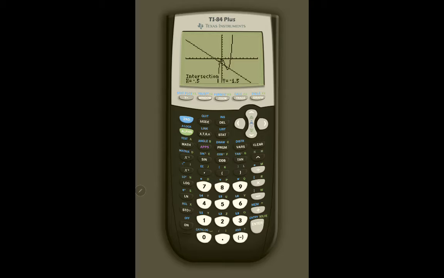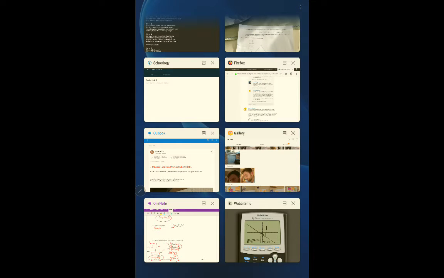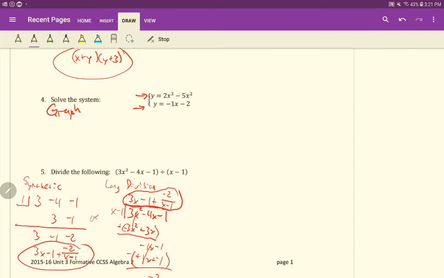But if you really want to know how to do it without a graphing calculator, then I'll go back to the notes here. Okay, so that was the graphing calculator method. You already saw the answers for that. To do this without a graphing calculator, we'll use that substitution method that I showed.